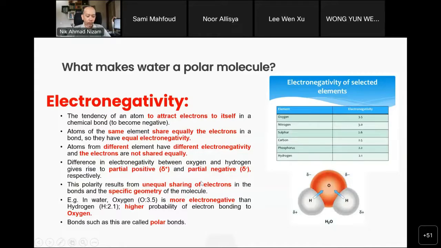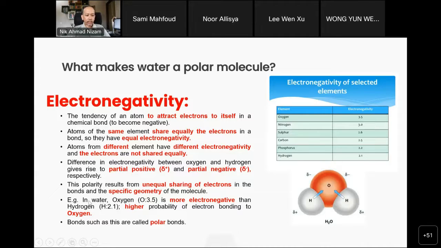Okay, like I told you before, it's like sodium chloride. Na plus, we put plus. Cl minus, we put minus. Not delta positive or delta negative. So this polarity results from unequal sharing of electrons in the bonds and the specific geometry of the molecule. Specific geometry also will contribute to the polarity. Okay, I will show you after this an example of a non-polar molecule.